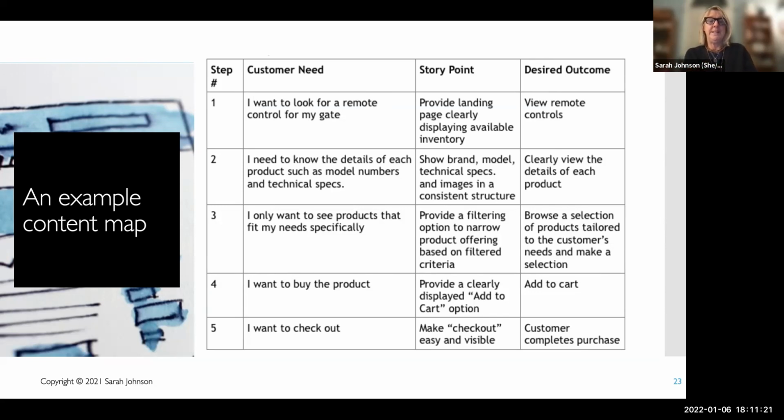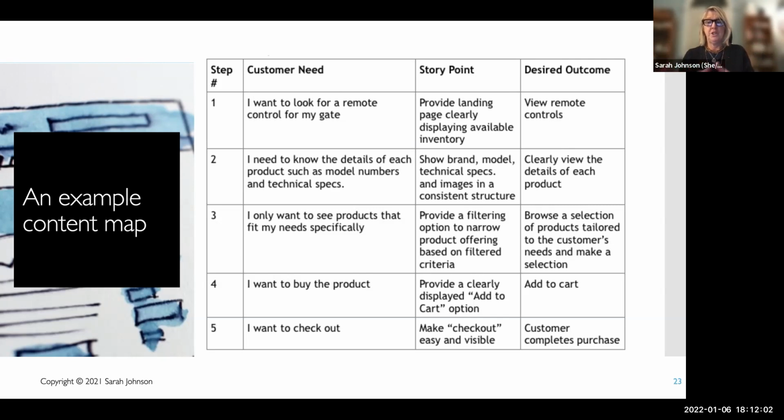And then this customer need, I need to know the details of each product and model numbers and tech specs. So as a story point, we thought we need to show these things in images in a consistent structure. And one of the problems with the existing site was there was no consistent structure. Another idea was people want to see their specific things that they need, and the idea of how we could solve that. The story point is sort of the solve for the need. We would provide filtering to help people narrow down what they're looking for.